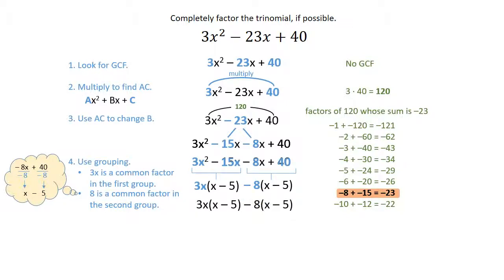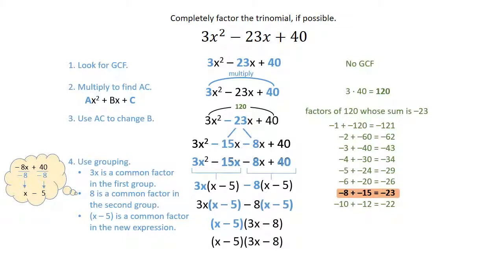The reason we did that is the x minus 5 is now a common factor, and we can remove that. Once we do, the remainder is 3x minus 8, and this is now the answer to the problem to factor the trinomial. You can double check it with FOIL if you'd like, and there's your answer.